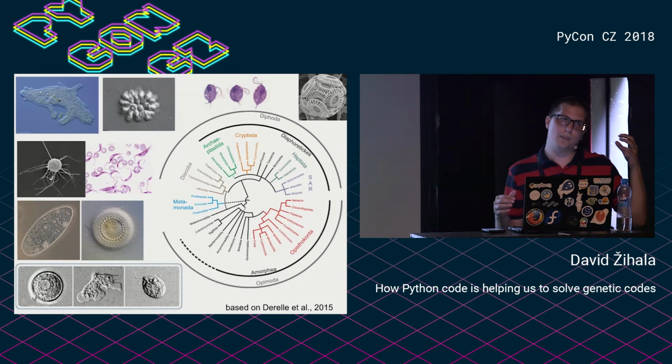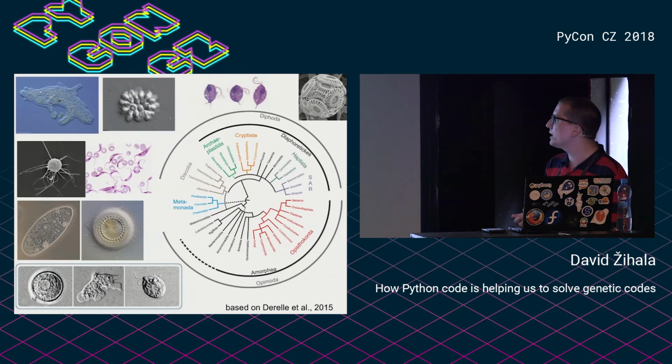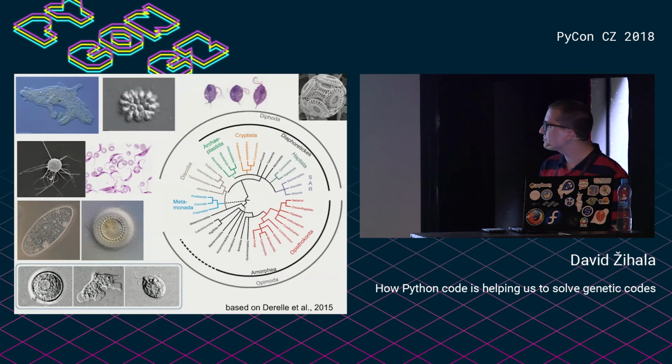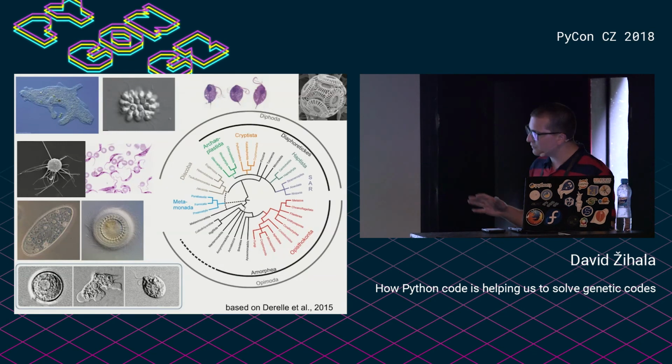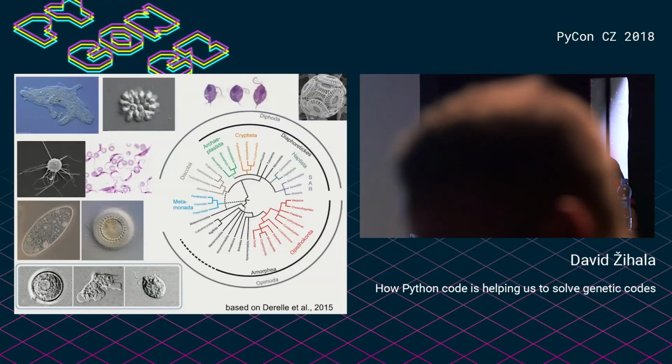The reason why we don't know them so well is because they are usually unicellular. The majority of them is unicellular, and the biggest diversity of eukaryotes is in these unicellular organisms. And they have different genomes, different shapes. And for example, I put some of them here.